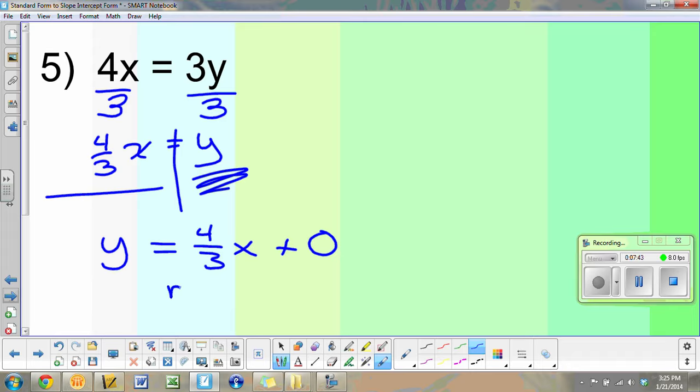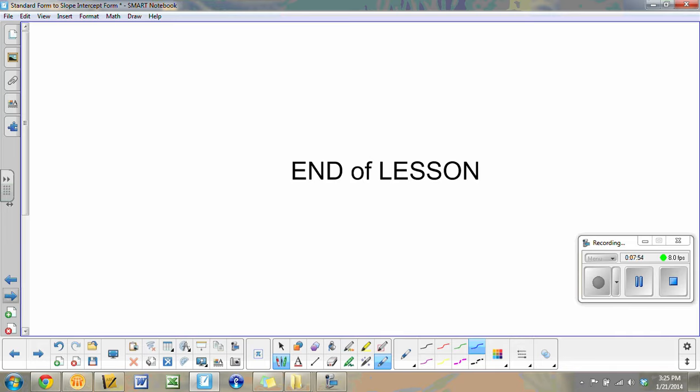So if I were going to try and find my slope and my intercept here, my slope would be 4/3 and my intercept would be 0 because that's what my constant is. It's actually a 0. All right, and that's it. That's how we find slope from an equation.